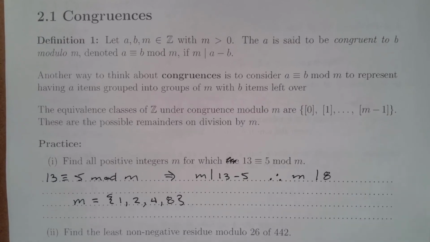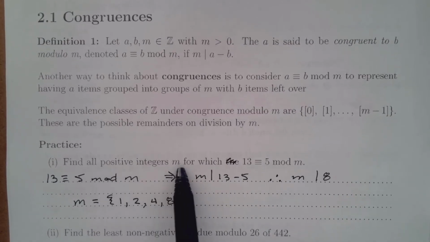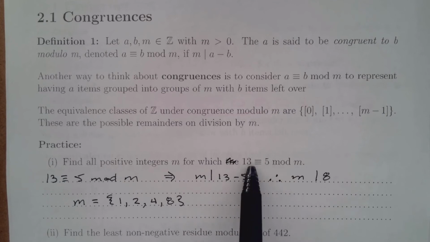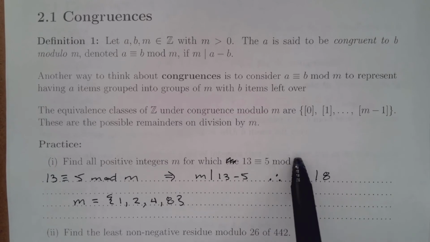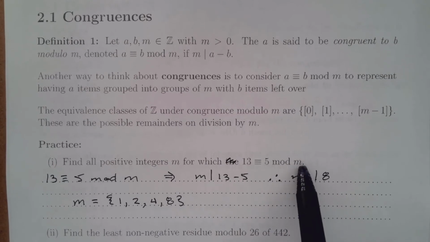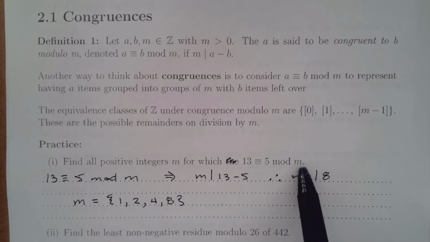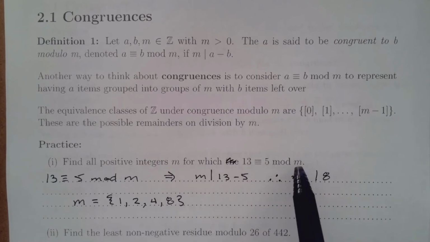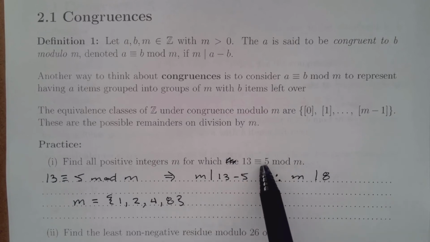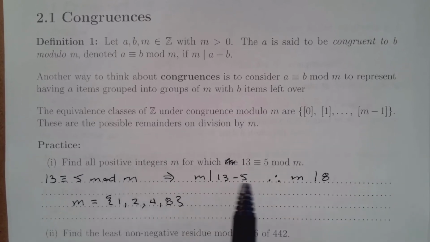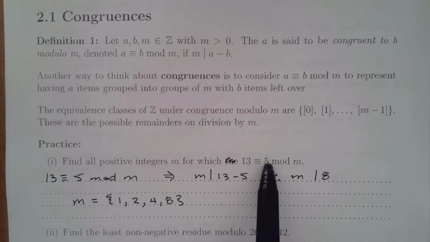Okay, so in the last video, we found the positive integers m for which this congruence relation is true, that 13 is equivalent to 5 modulo m. So in other words, we're saying, hey, what type of groups could I have where taking from 13, I will have 5 left over?